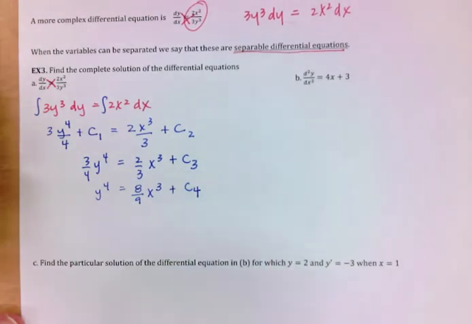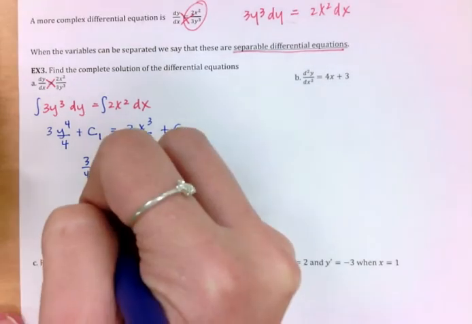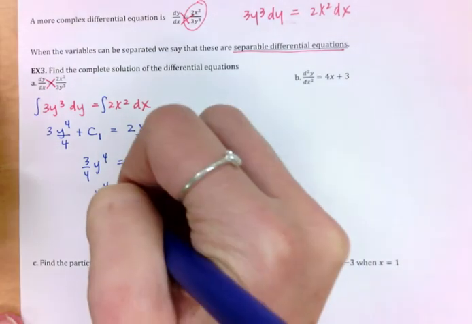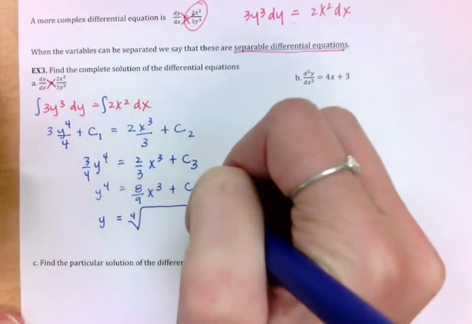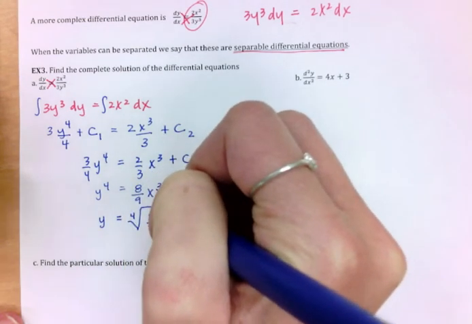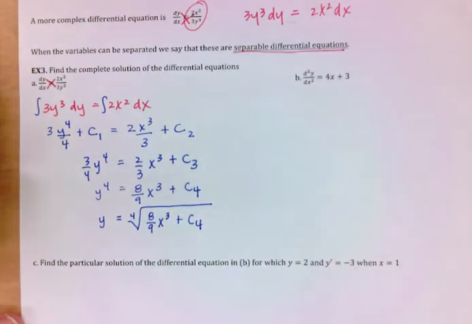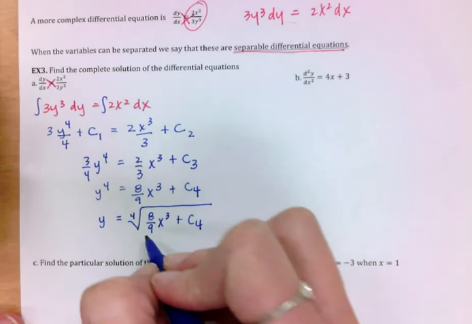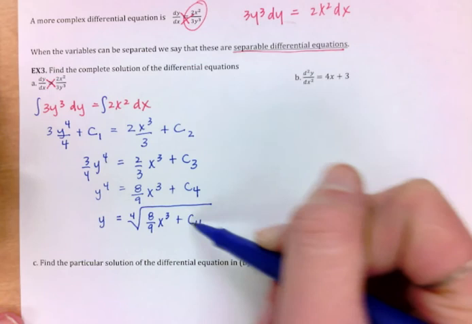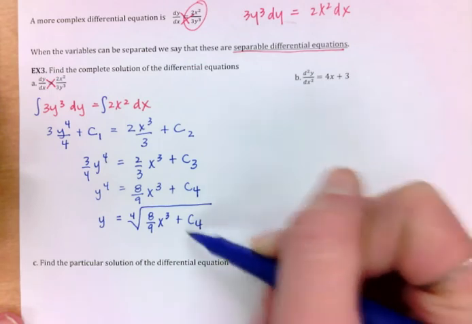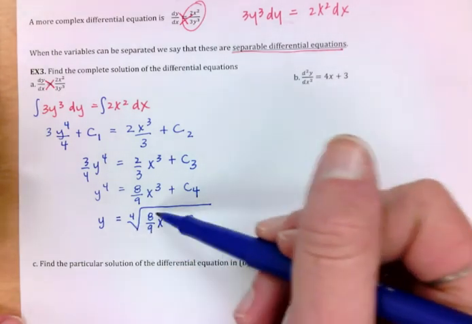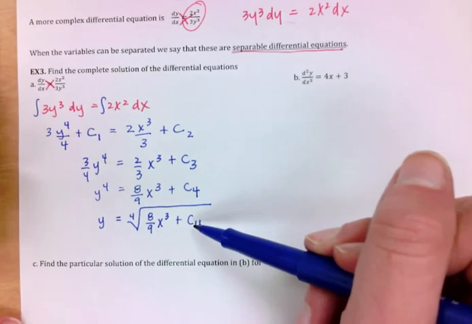Now to get y by itself, we're going to have to take the fourth root. So you take that on all sides, and you have the fourth root of 8/9 x cubed plus c4. We'll just deal with the positive side. So this can be your answer, or you could separate it out, where the fourth root of c4 would just be another random constant. If you want to separate that out, you could. Then you could also write the fourth root of 8/9 x cubed, and then plus c.